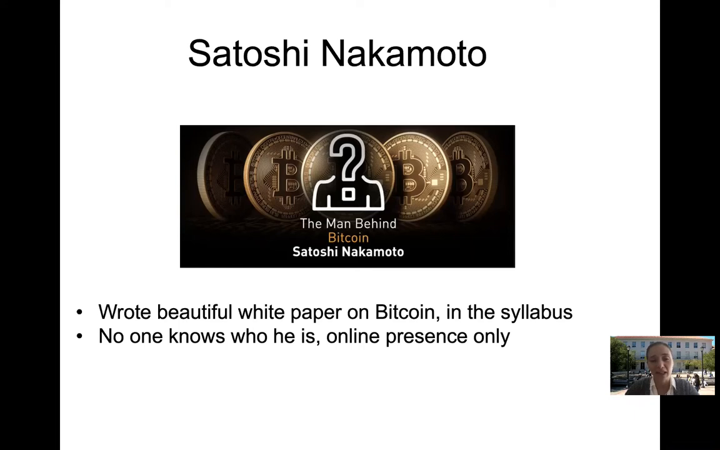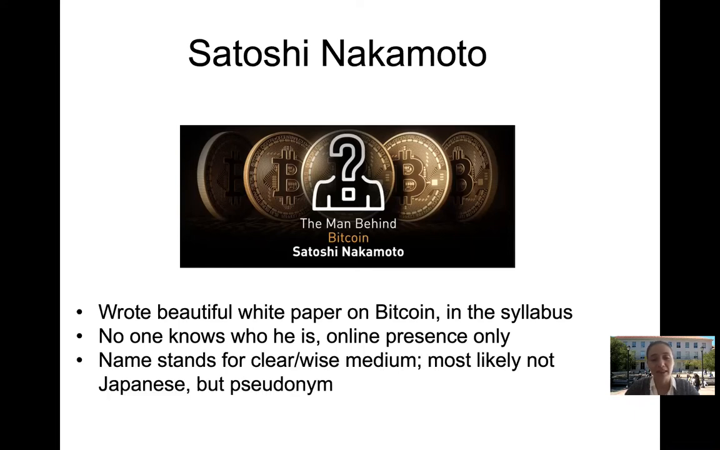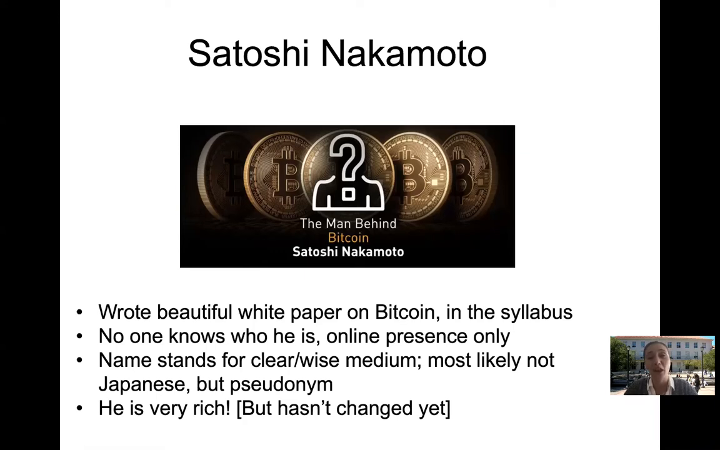People have all kinds of guesses. So it's mostly an online presence. And his name stands for Clear Wise Medium. So it's a Japanese name, but it's most likely a pseudonym that stands for Clear Wise and Medium. And all we know is that he's very rich because he has a lot of Bitcoins. He was one of the early miners, but he hasn't moved them yet, to our knowledge.